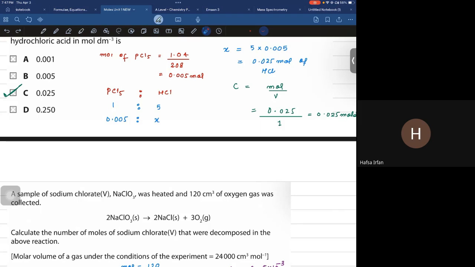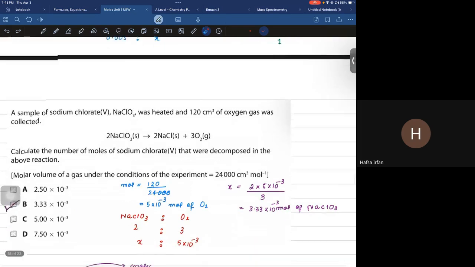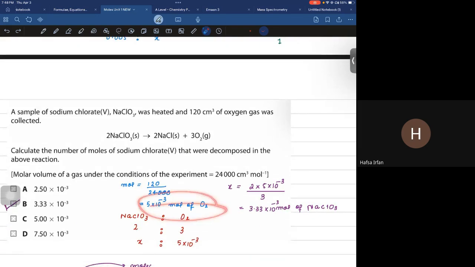Okay, they have given you the volume of oxygen, that is 120 centimeter cube. 120 centimeter cube of oxygen, and they are asking the moles of sodium chlorate, that is NaClO3. So first of all, you have to find out the moles of oxygen, volume over 24,000 centimeter cube. This is the moles of oxygen.